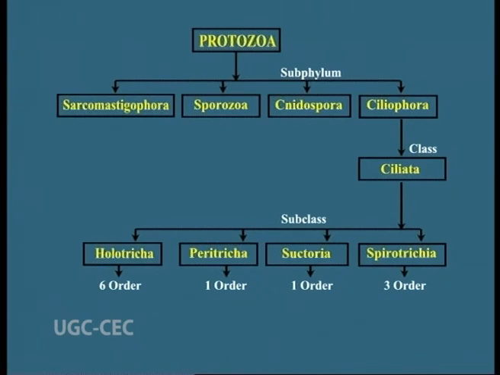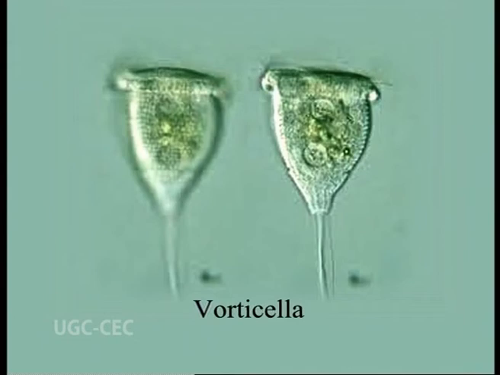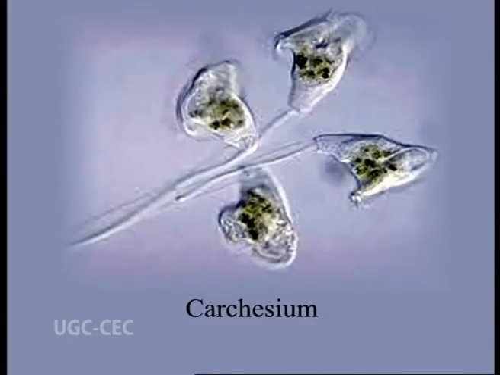Subclass Peritricha. Adults usually lack body cilia. Apical end of the body bears buccal ciliature. Order Peritrichida, and the examples are Vorticella and Carchesium.